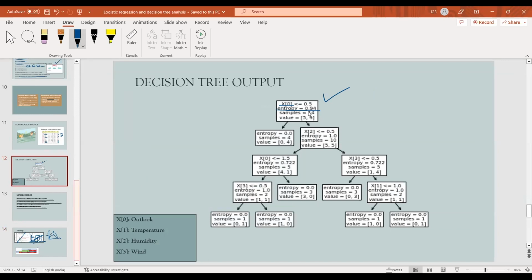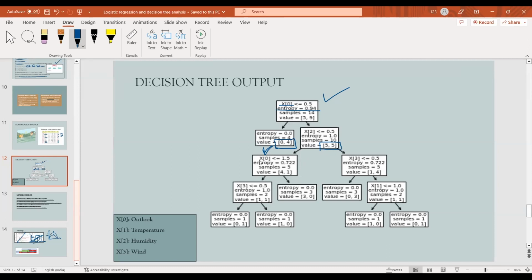In the decision tree, entropy is mentioned as 0.94. The samples are 14 because I've not done any splitting. I have taken the full data set. And here in the first instance, the entropy we get is 0, so there is no further splitting. Why? Because the value we get is 0 and 4. It means that in one class we get all 0, and in the other class we get all 4. So we know the class of this particular section, and we are not splitting it further. Here we are splitting it because 5 fall in yes and 5 fall in no.